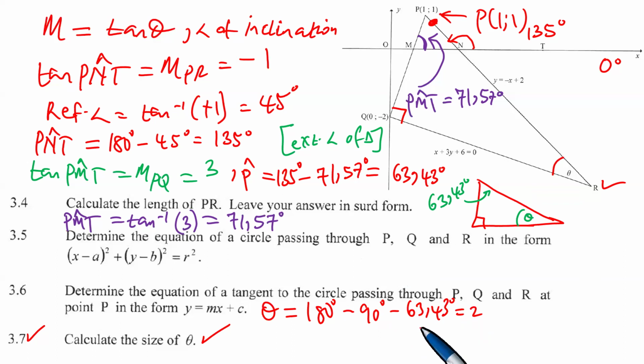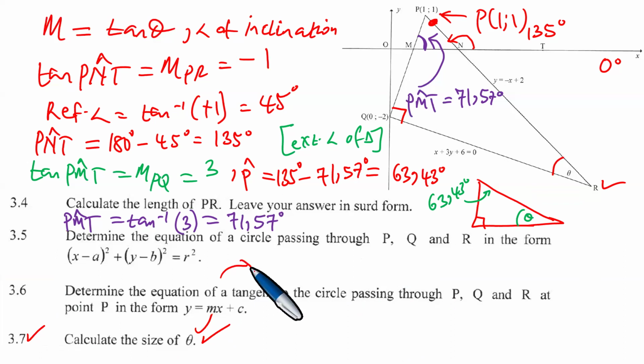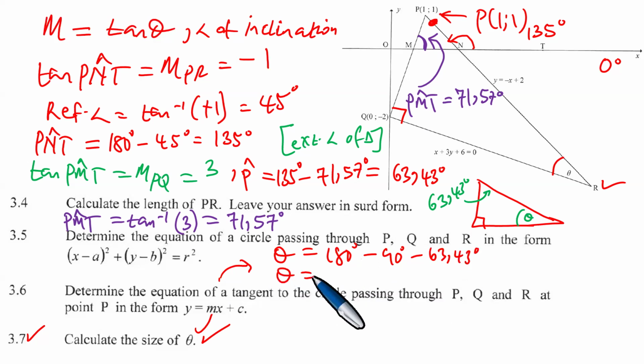You can write it here above, a little bit above here. So we're able to say the angle theta that is wanted is 180 degrees minus 90 degrees minus 63,43 degrees. So then the result is therefore 26,57 degrees.